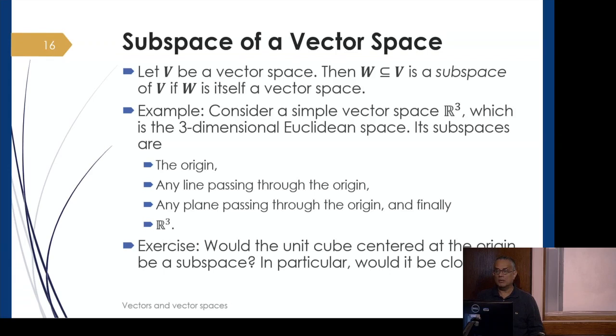First, to answer that, let us consider three dimensions and look at the space R cubed. Then the origin by itself satisfies the conditions, 0, 0, 0. Any line passing through the origin satisfies this condition. Any two-dimensional plane passing through the origin will satisfy it. Finally, all of R cubed satisfies it. Something for you to check, not very difficult, condition by condition.